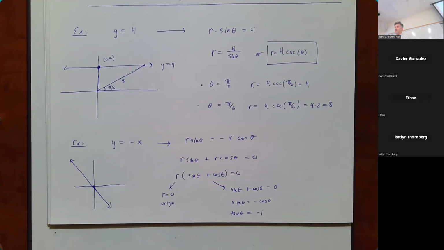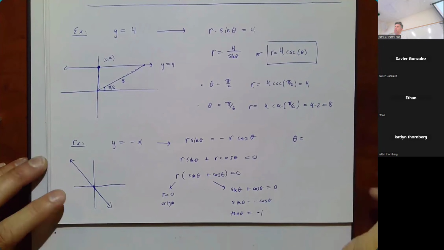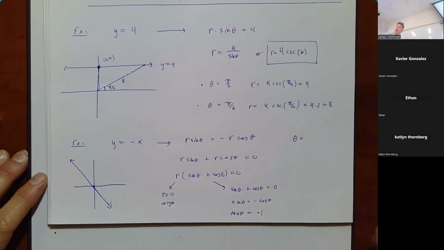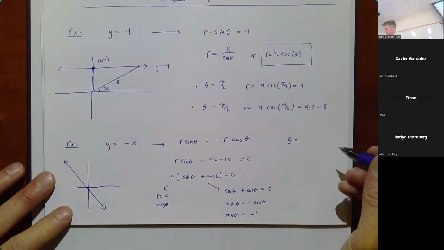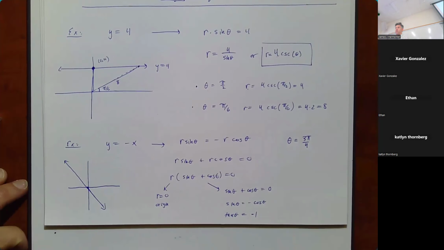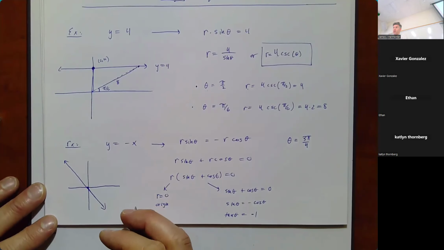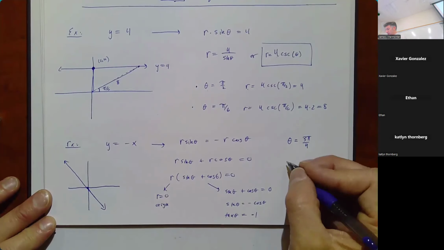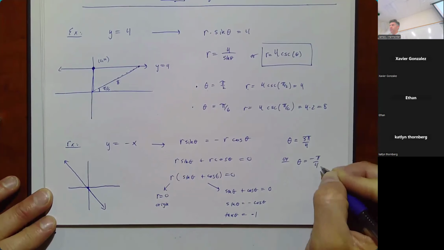So if tangent theta equals negative 1, then what's theta equal to? I mean, there's a lot of correct answers. The answer I would pick would be theta equal to 3 pi over 4, 135 degrees, which is just 45 degrees plus another 90 degrees. An equally valid answer would be theta equal to negative pi over 4.